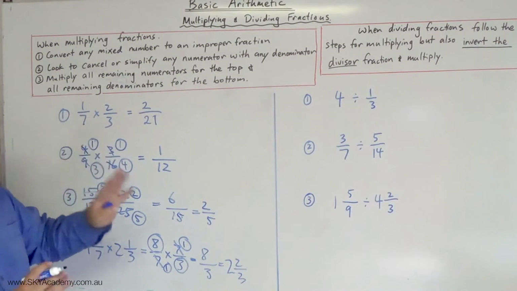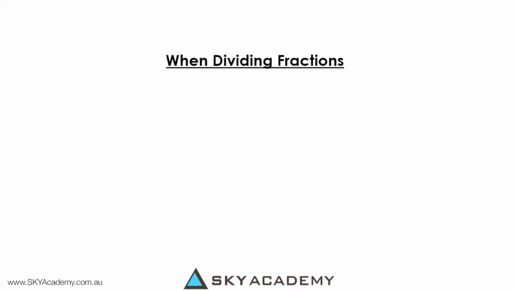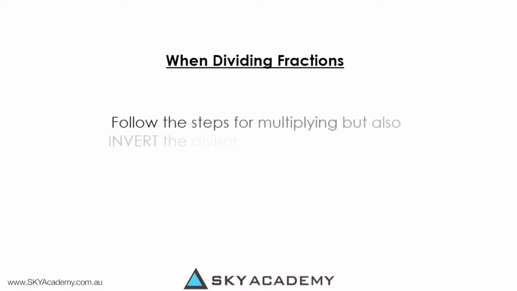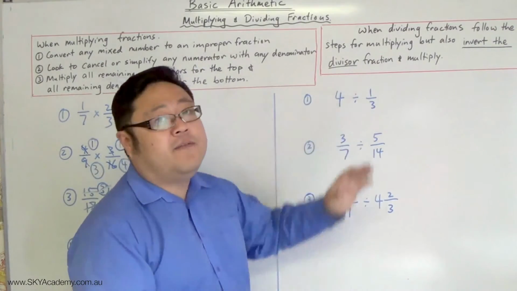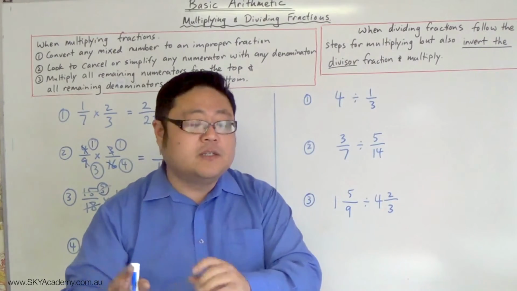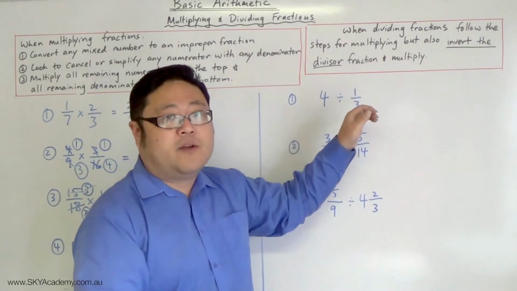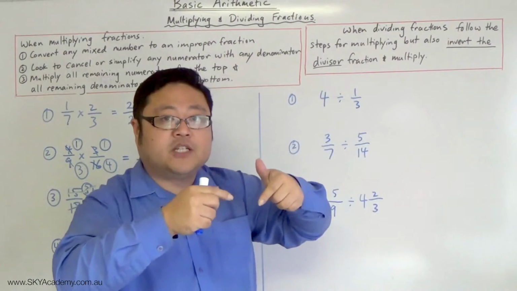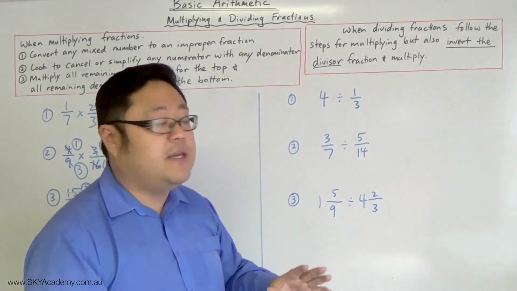When it comes to doing division of fractions, so let's turn our attention now to division. When it comes to doing division of fractions, we basically follow the steps for multiplication, but what we need to do is invert the divisor fraction. So whatever you're dividing by, you need to invert. Invert means to flip or to turn upside down. And you might have heard it being expressed as invert and multiply. Or you might have heard it expressed as you multiply by the reciprocal. And the reciprocal is just the flipped fraction, the fraction that you get when you turn it upside down. So let's have a look at how you do some of these questions.